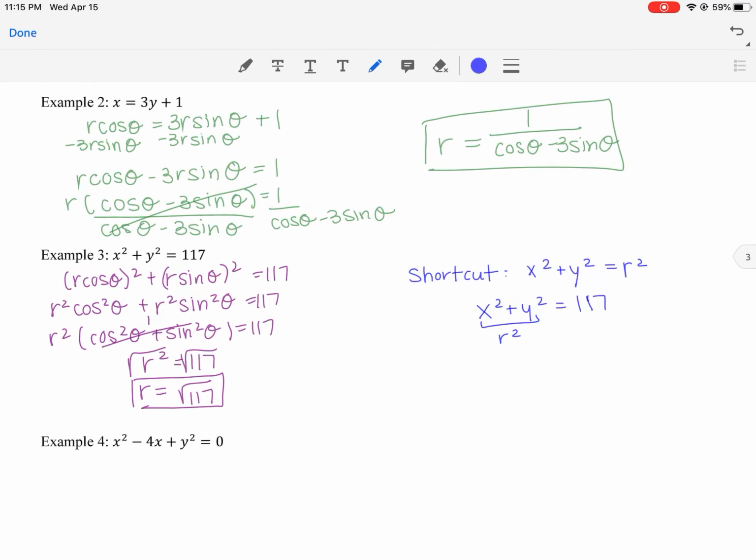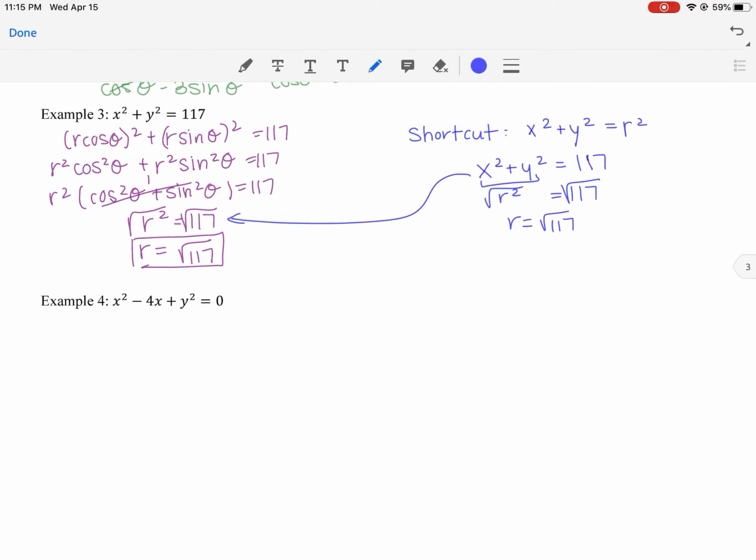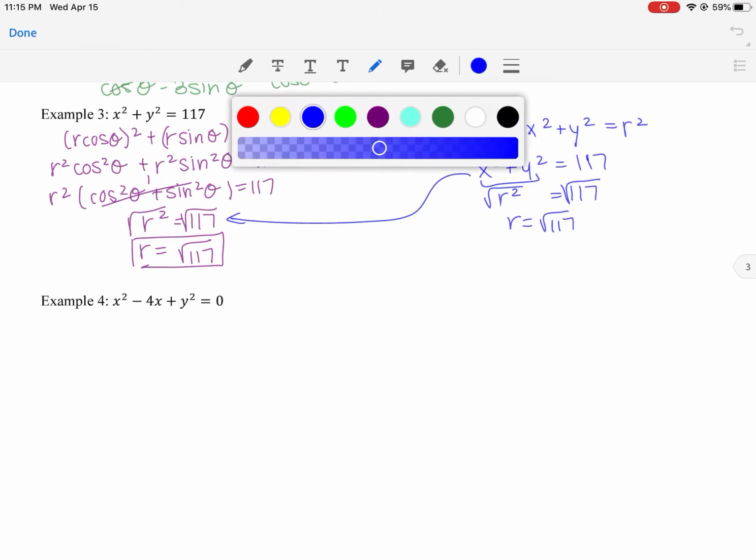I could have just replaced this from r squared. Notice we got there anyway, right? We got there right there, but I'm okay if you want to skip that step and just do, hey, r is equal to the square root of 117. Okay. One last one here.